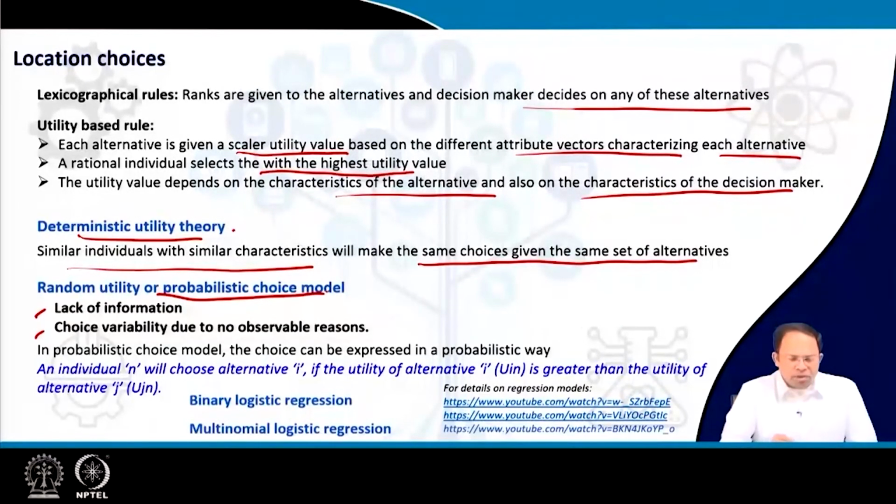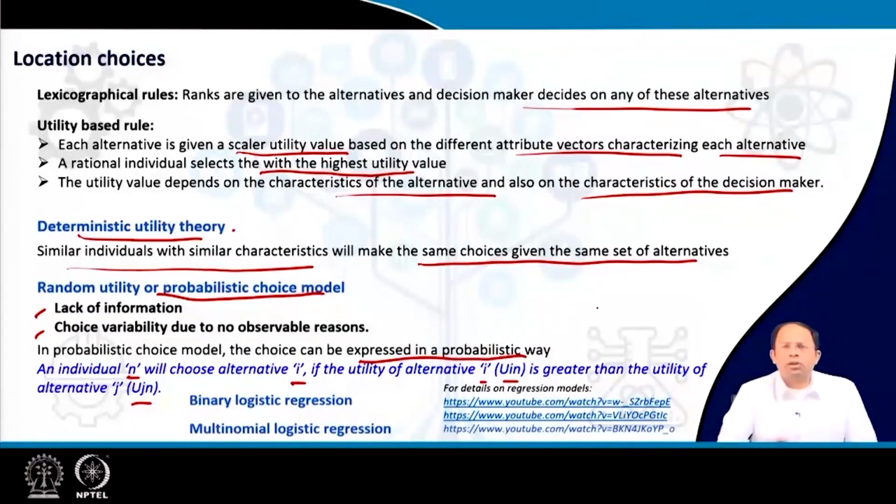So in a probabilistic choice model, choice is expressed in a probabilistic way. So we can state that an individual n will choose alternative i if the utility of alternative i, Uin, is greater than the utility of alternative j. Any other alternative is j. So if it is more than that, he will choose that one. So that's the basic theory, but at the end of the day, we get a probability value, that is, the probability that this person will choose it. So sometimes he may choose, sometimes he may not. But obviously, if the utility is higher, the probability would obviously be higher.